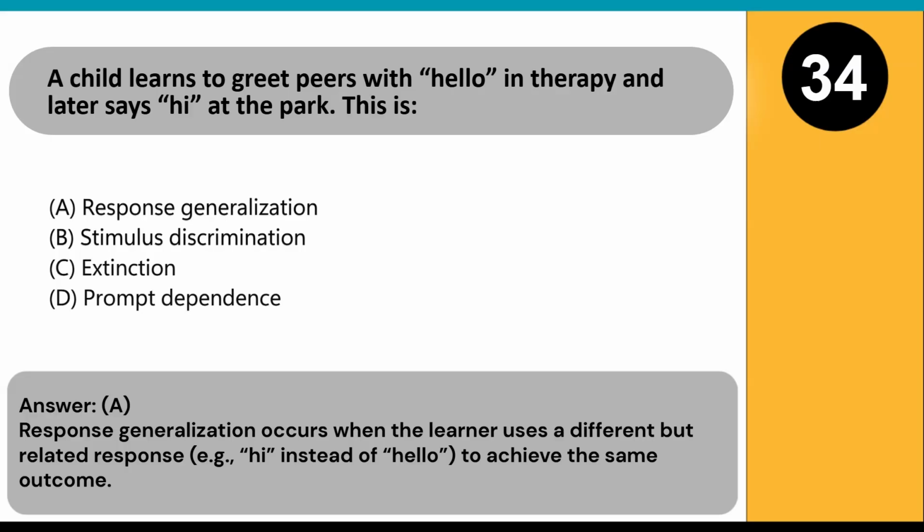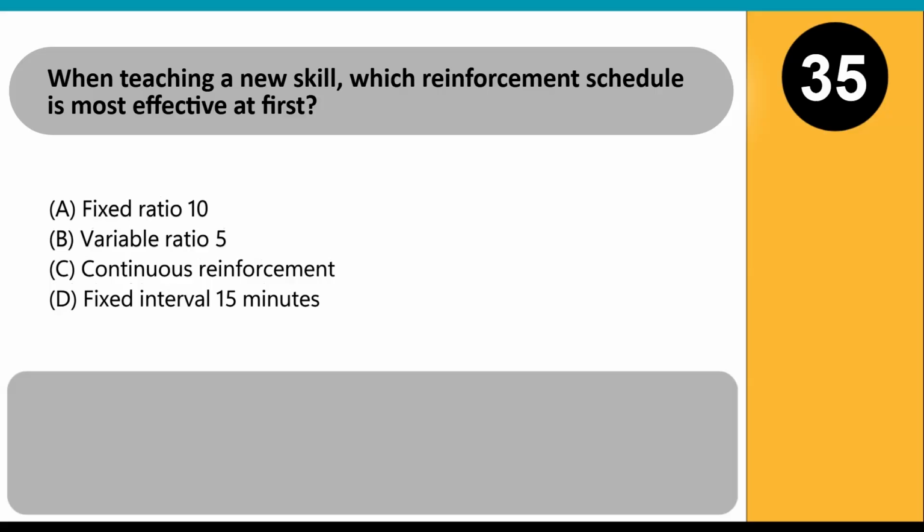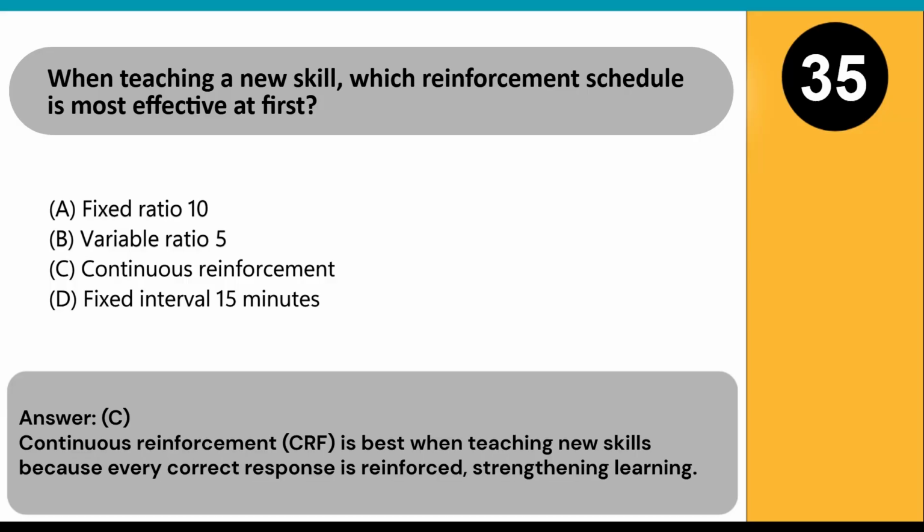same outcome. When teaching a new skill, which reinforcement schedule is most effective at first? A. Fixed ratio 10. B. Variable ratio 5. C. Continuous reinforcement. D. Fixed interval 15 minutes. Answer: C. Continuous reinforcement, CRF, is best when teaching new skills because every correct response is reinforced, strengthening learning.